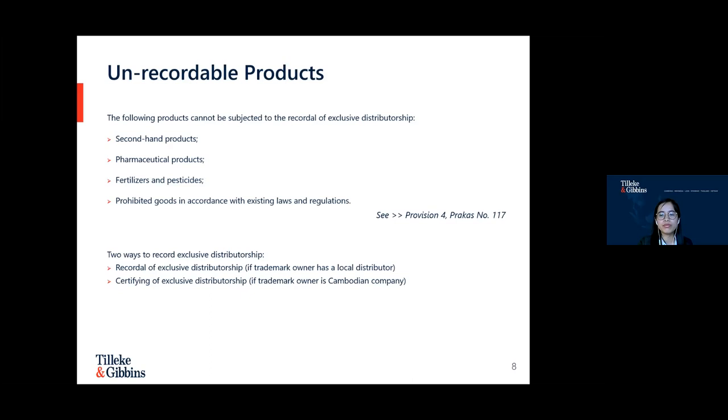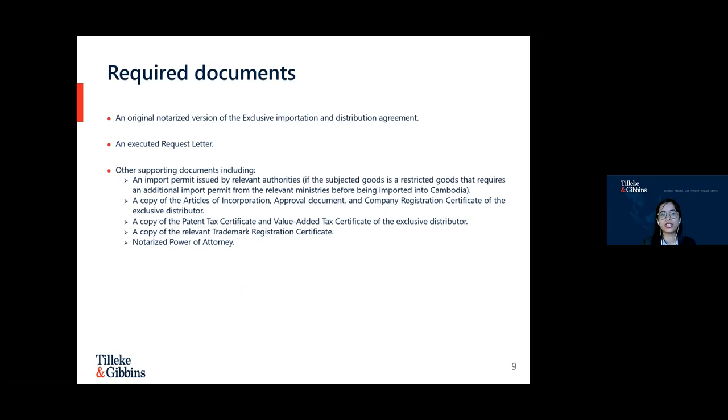So I only talk about the record of exclusive distributorship agreement. For the required documents, of course, you need to have an original notarized version of your exclusive distributor importation and distribution agreement. And then you also need to have an executed request letter that has to be under either the trademark owner letterhead or the local distributor letterhead. And if you appoint a local trademark agent to do this work, it could be written under the local trademark agent's letterhead, but you need to provide an original notarized POA, which is a power of attorney, to that local agent as well.